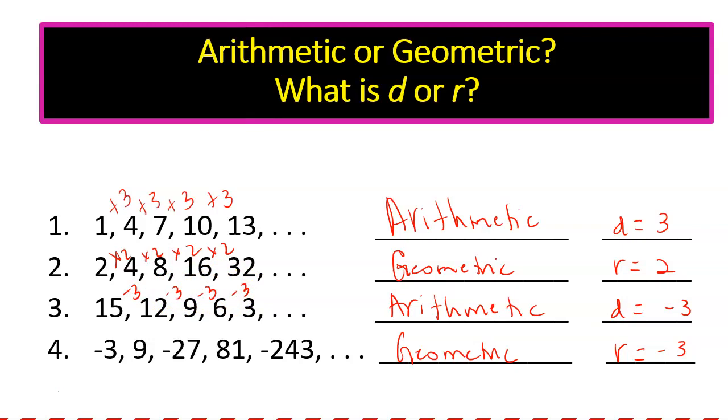D equals -3. For number 4, -3 times -3 would give me a +9. +9 times a -3 would give me -27. -27 times a -3 would give me a +81. Continuing. So this is geometric, and my ratio is -3. Remember, if you're unsure, you could always use your calculator to double check your answers.